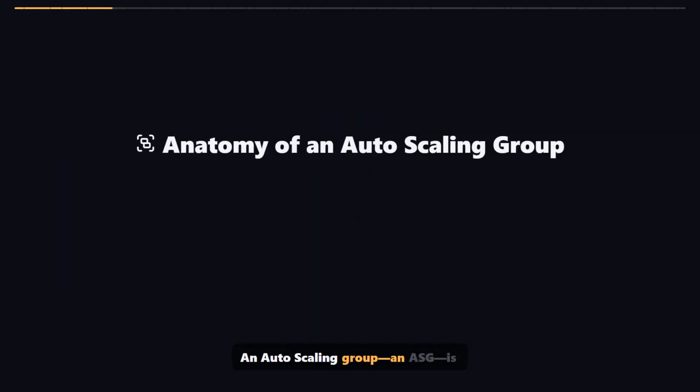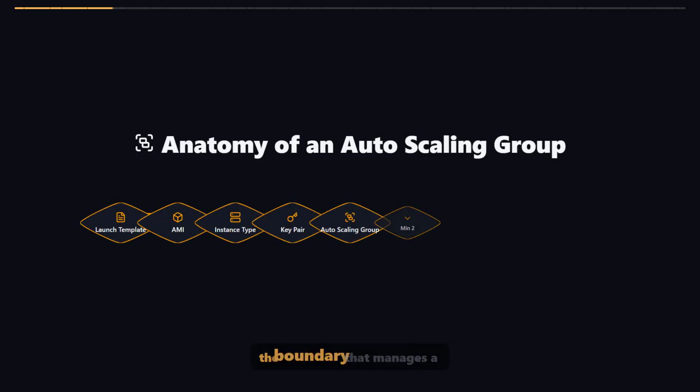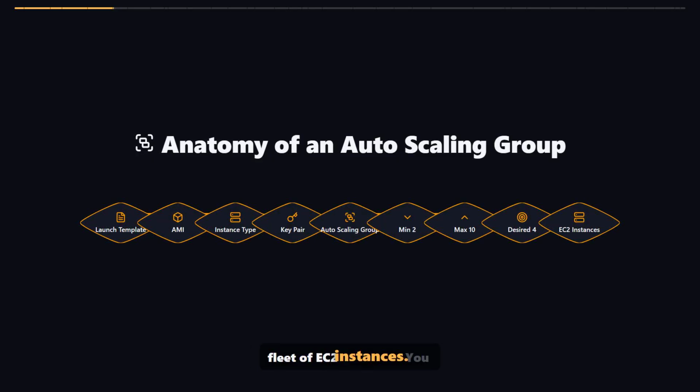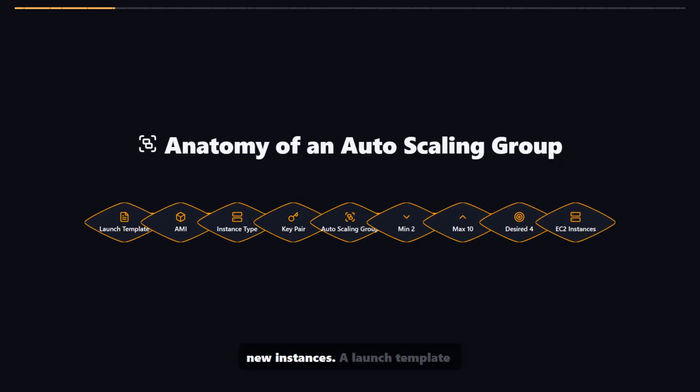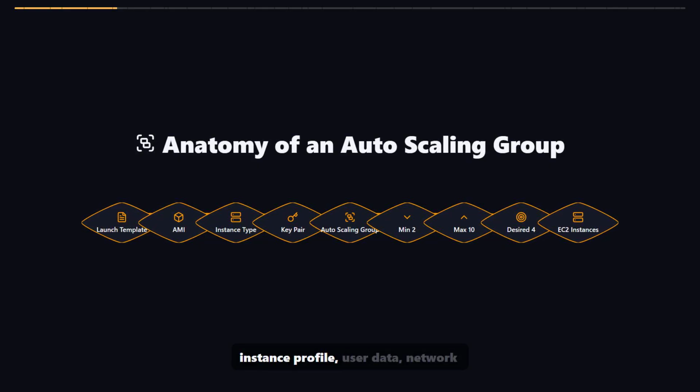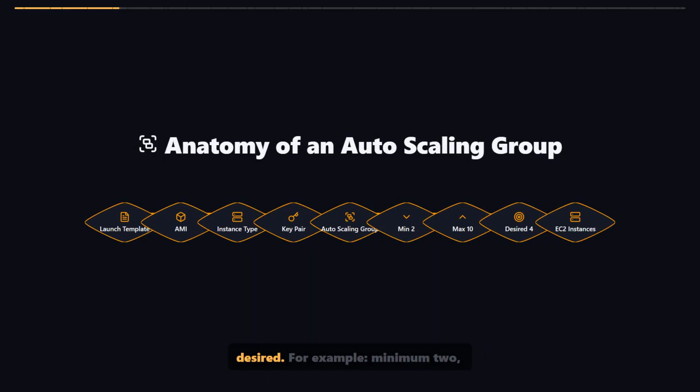An auto-scaling group, an ASG, is the boundary that manages a fleet of EC2 instances. You give it a launch template, which is the recipe for new instances. A launch template can define the AMI, instance type, storage, security groups, IAM instance profile, user data, network interfaces, and an optional key pair. Then you set 3 capacity values: minimum, maximum, and desired. For example, minimum 2, maximum 10, desired 4.